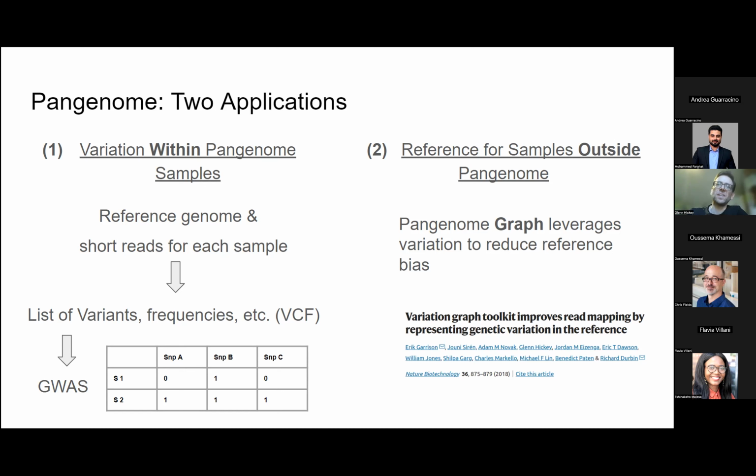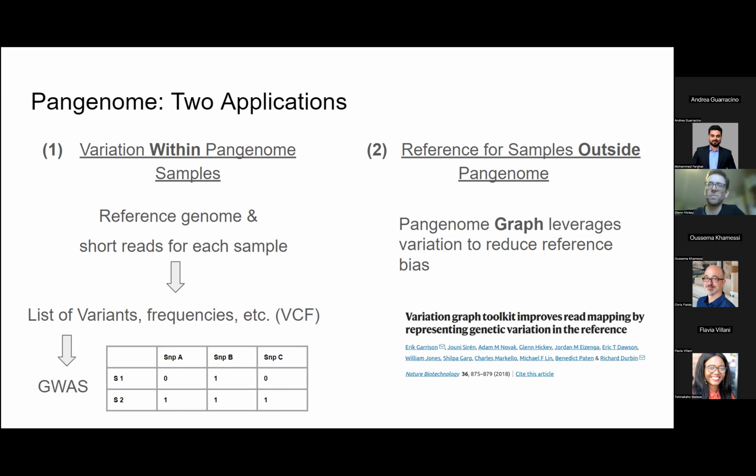And that framework is great for looking at variation within your pangenome. But if you want to use your pangenome itself as a reference to reduce reference bias and take advantage of the variation you learned for the samples in your pangenome, and use that diversity for samples outside of your pangenome, then your list of variants falls short. You needed some kind of graph reference structure you could work with. And that's where pangenome reference graphs come into play.